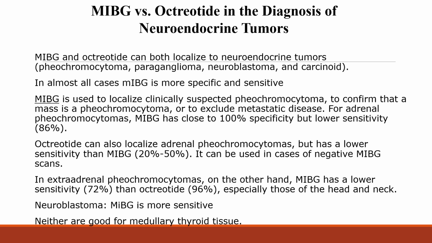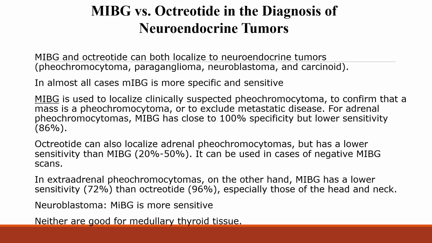In extra-adrenal pheochromocytomas, which are also known as paragangliomas, right? Because they're pheochromocytomas outside of the adrenal glands. MIBG has a lower sensitivity for this one than octreotide, especially for those found in the head and neck. With neuroblastoma, MIBG is more sensitive. And so it really depends on the neuroendocrine tumor that you're looking for, whether the patient should have an octreotide or an MIBG. They will both localize in both, but in the case of pheochromocytomas, MIBG is better.